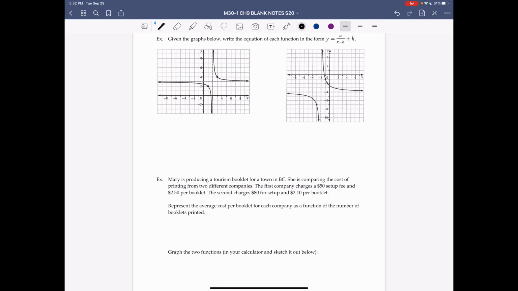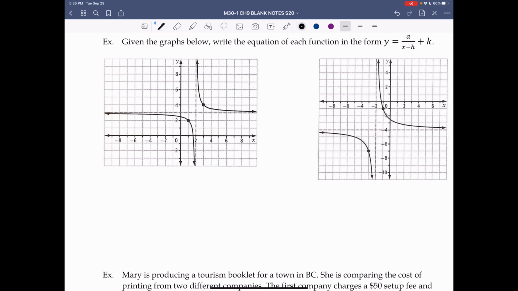Given the graphs below, write the equation of each function in the form y equals a over x minus h plus k. We want to start by labeling the equations of the asymptotes. We have x equals 2. We know that the vertical asymptote also tells us the h value. So that means that h equals 2. And then we have a horizontal asymptote at y equals 3, which tells us the k value is 3.